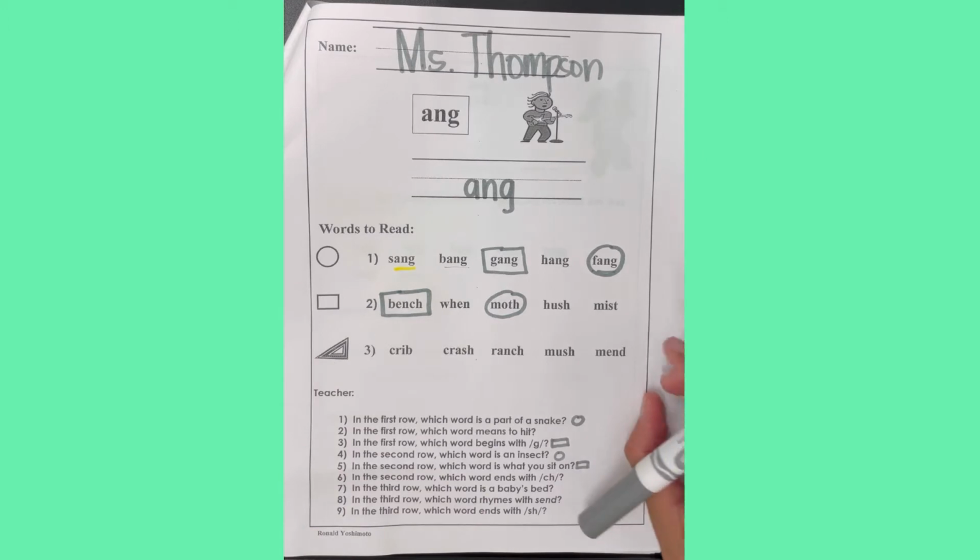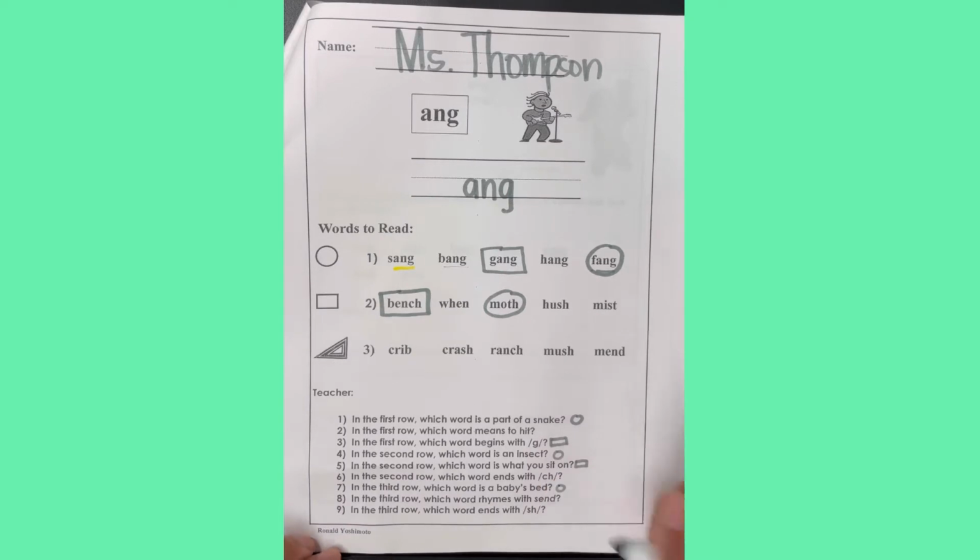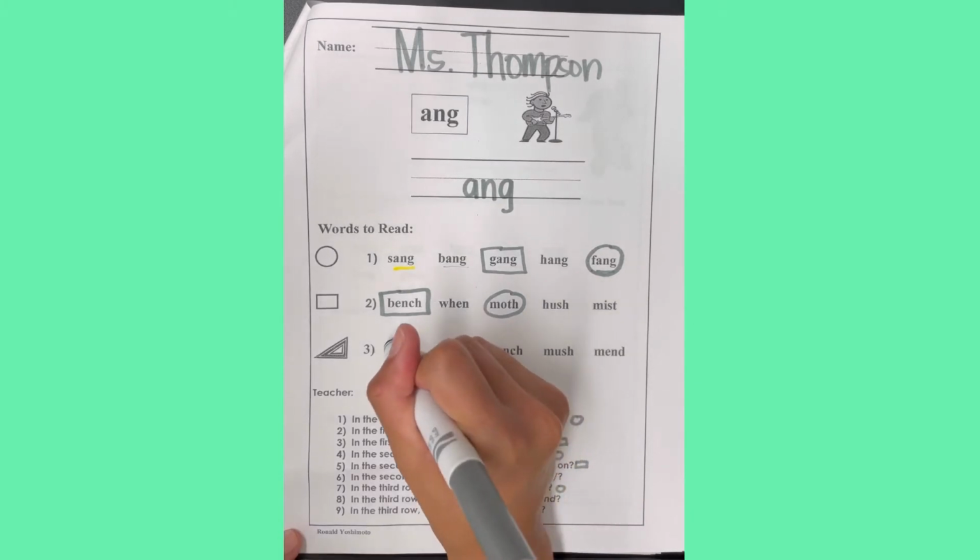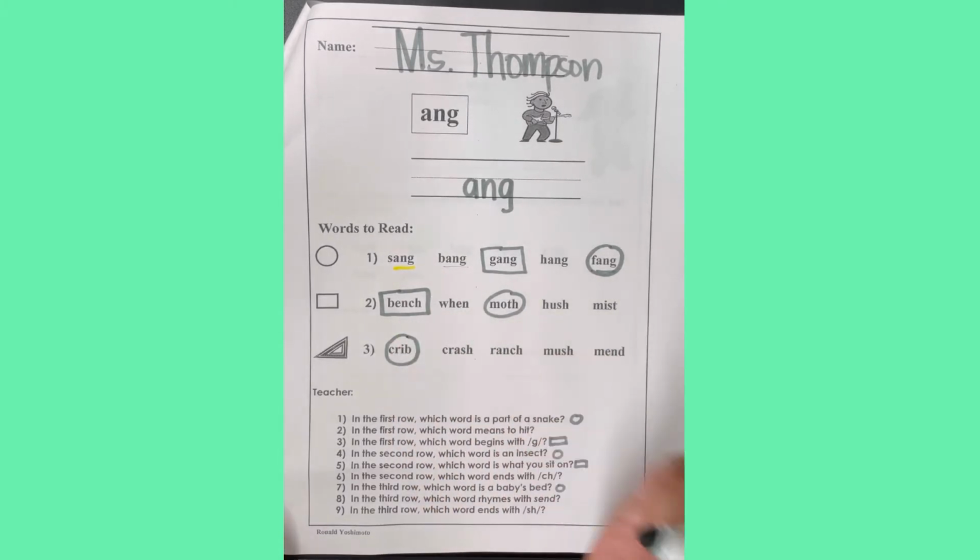Okay, in the third row, which word is a baby's bed? Put a circle around it. Which word is a baby's bed? If you put a circle around crib, you are correct. A crib is something a baby lies in, right? It's a baby's bed. It's called a crib.